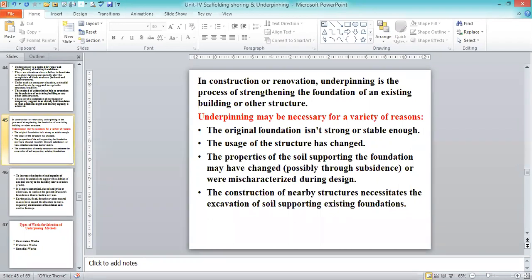What are they? The original foundation is not strong or stable enough. Already we discussed that the original foundation is not strong or stable. That is the first case.